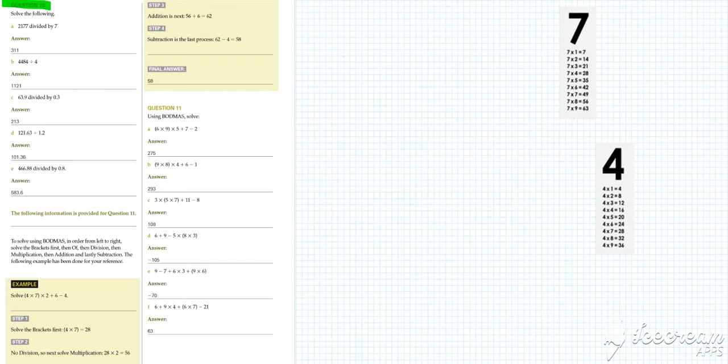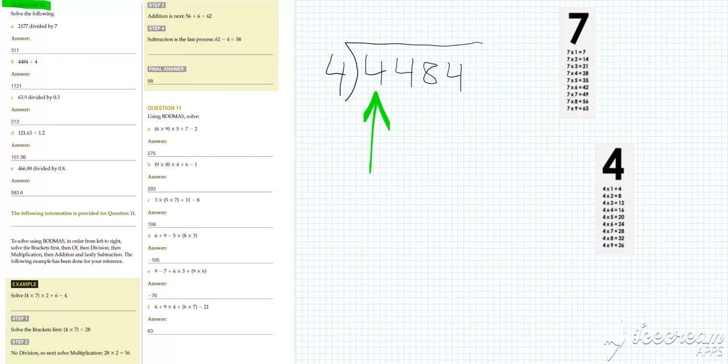Okay, so now I've got my 4 times tables because our next question that we're doing is 4, 4, 8, 4 divided by 4. So same thing again, we start on the left and we say, okay, how many 4s fit into 4? So I look for the number 4 on my times table chart. There it is, 1 group of 4. So I'm going to put 1 there. And that's going to be the same for the next one.